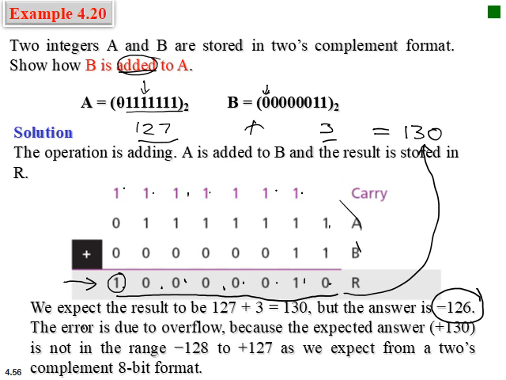We know that the ranges for an 8-bit number that's in 2's complement can only be between minus 128 and positive 127. And because we have positive 130, these 8 bits in 2's complement format is not enough to store this value in. We will need more bits. And that's the reason why we get this overflow over here.